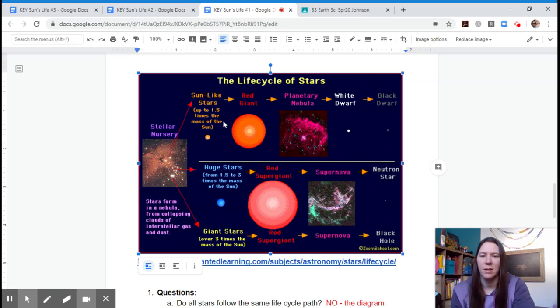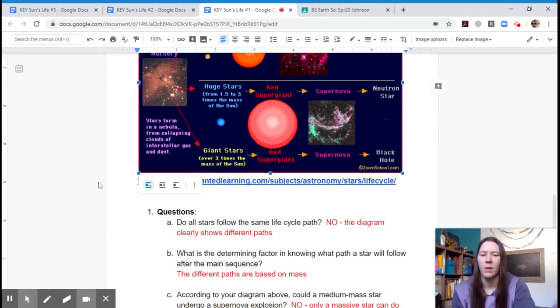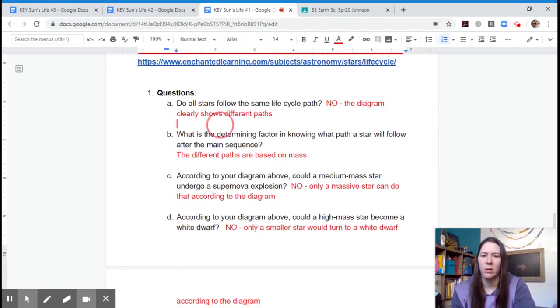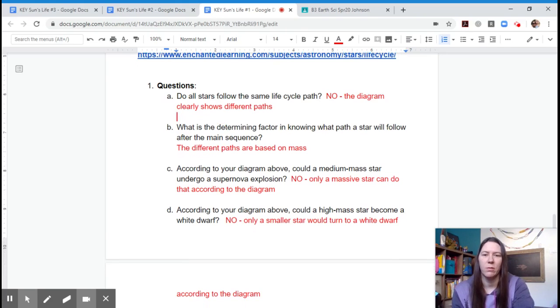And so again, you can see here, I can tell right away which path we're following, and because we're smaller, we'll likely end up as a white dwarf. You can also see pretty clearly that if we're not huge or a giant, we would never go to neutron star or black hole.